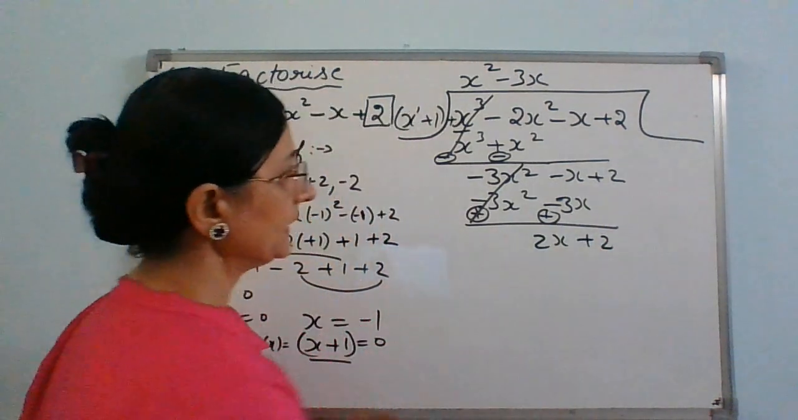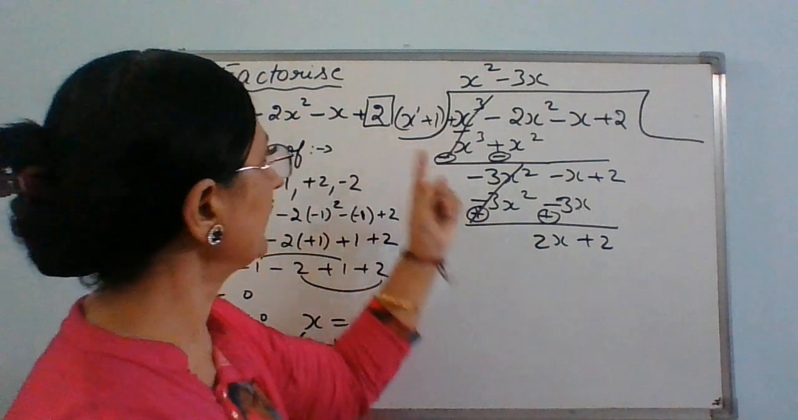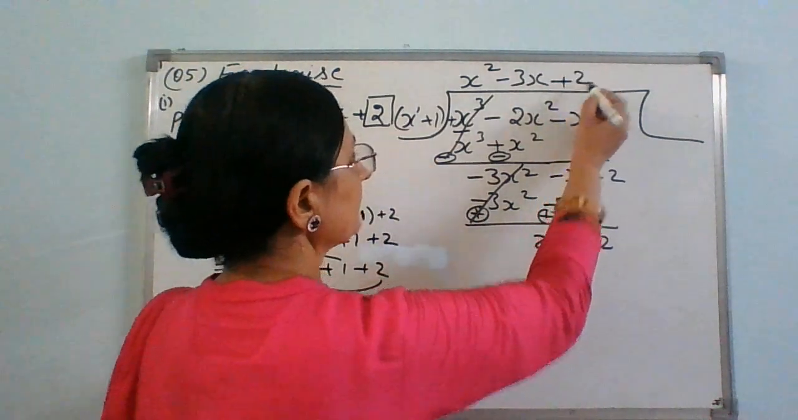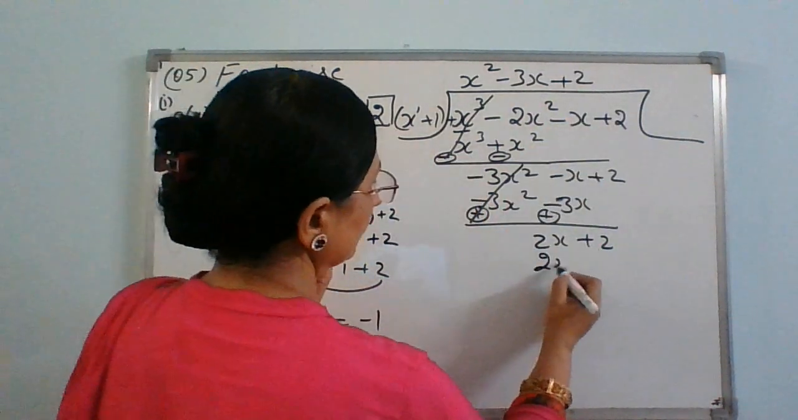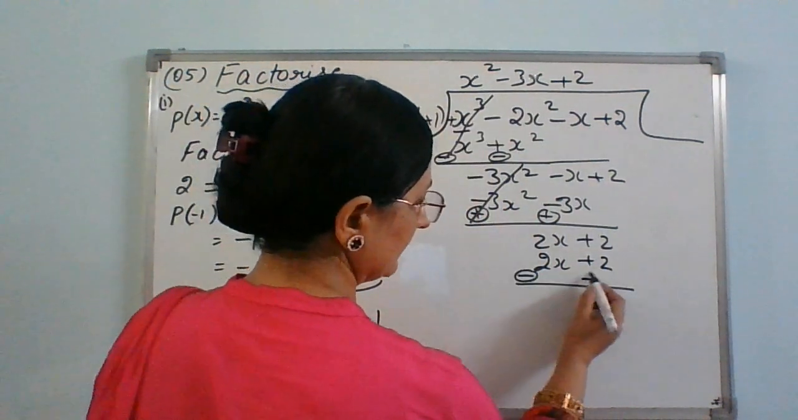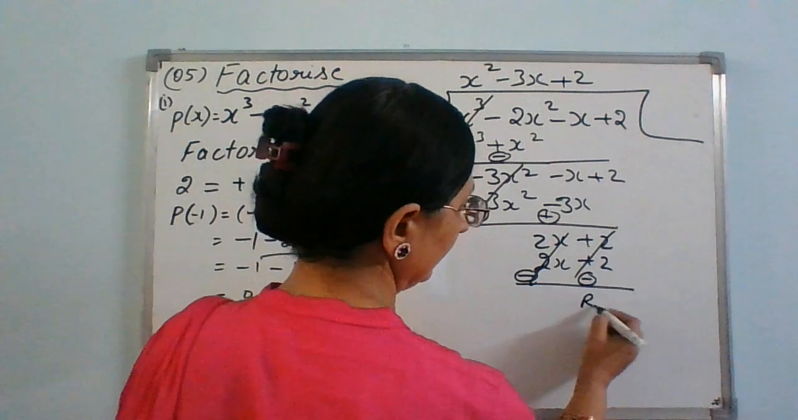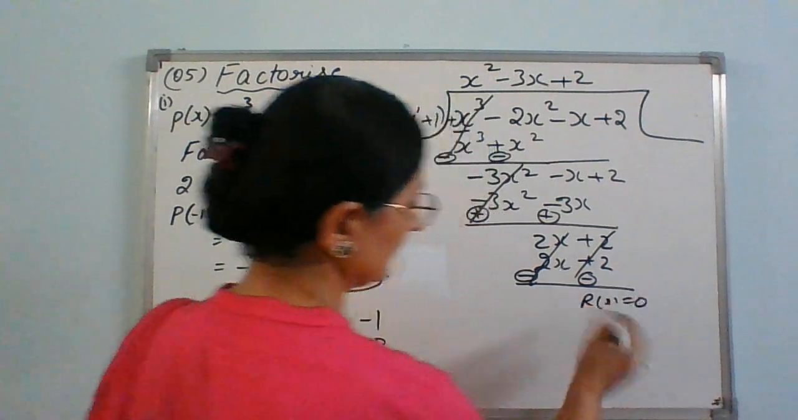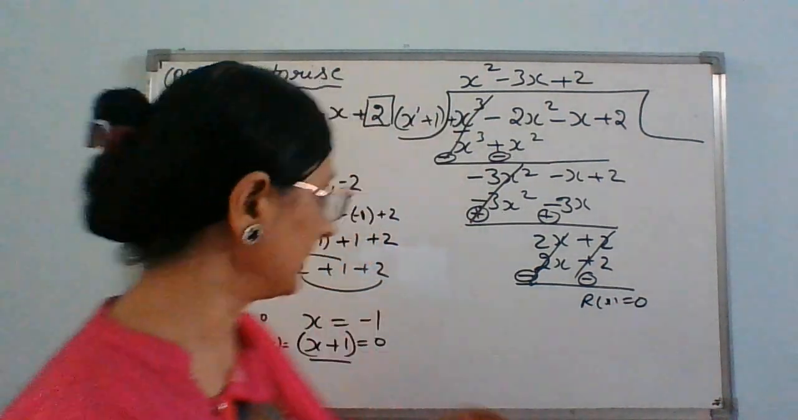Now it's very easy to make it 2x. Here it is x plus 2, so 2x, 2 ones are 2. Now change the signs. Both get cancelled and the remainder comes 0. Here it comes to be 0. Yes, that had to come because we knew this was a factor.